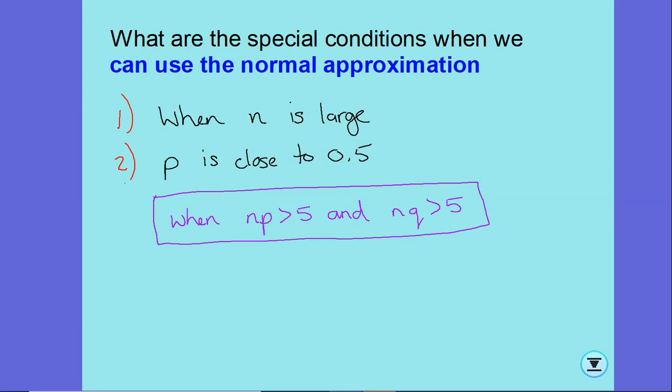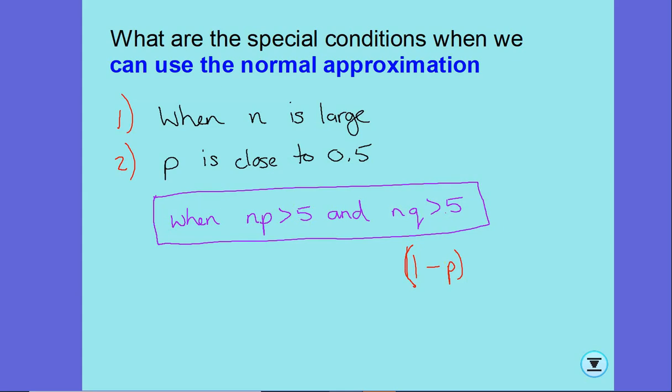Now there is another condition, which is np, so the sample size times the probability is greater than 5. And nq, q being 1 minus p, the probability of not being successful, so n times the probability of not being successful is also greater than 5. If these two conditions are met, then it's acceptable to use the normal approximation. But the book doesn't tell you that, which I find interesting, but you will see it on mark schemes, so it's good to know.